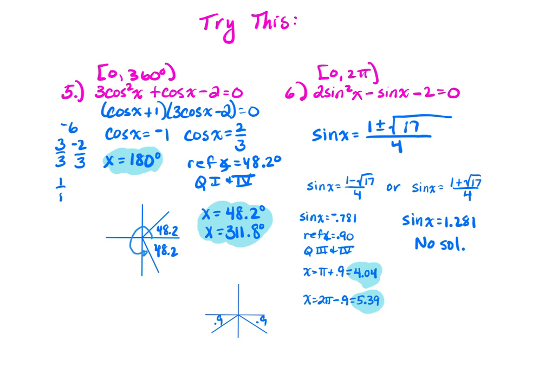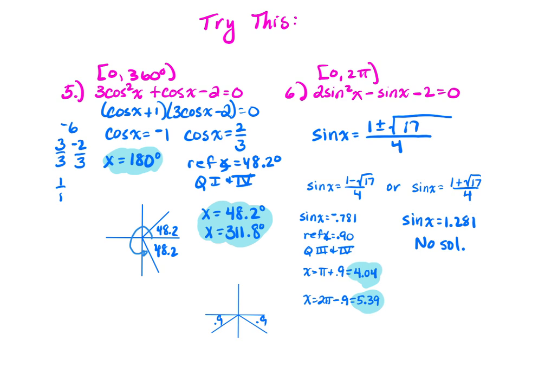For problem number 6, I'm solving it in radians. This unfortunately did not factor. I needed to use the quadratic formula. When I use the quadratic formula, I'm not solving for x, I'm solving for sine of x. So I have 2 options. Sine of x is either equal to 1 minus the square root of 17 over 4, or sine of x is equal to 1 plus the square root of 17 over 4.